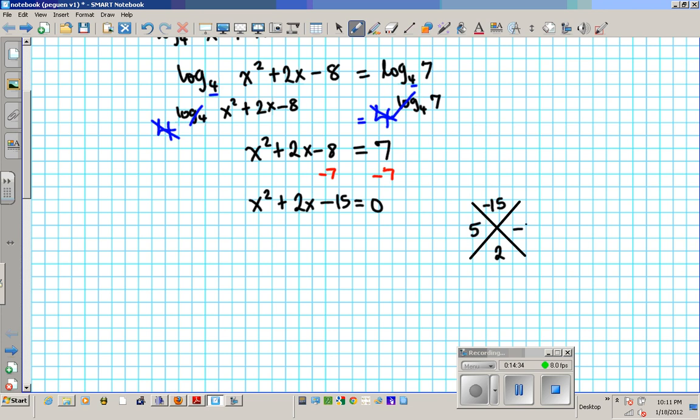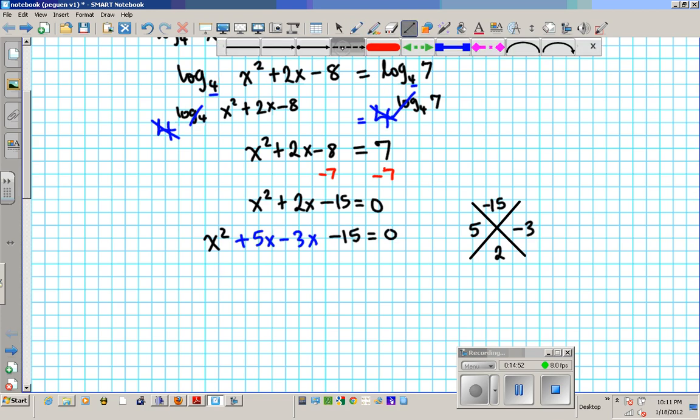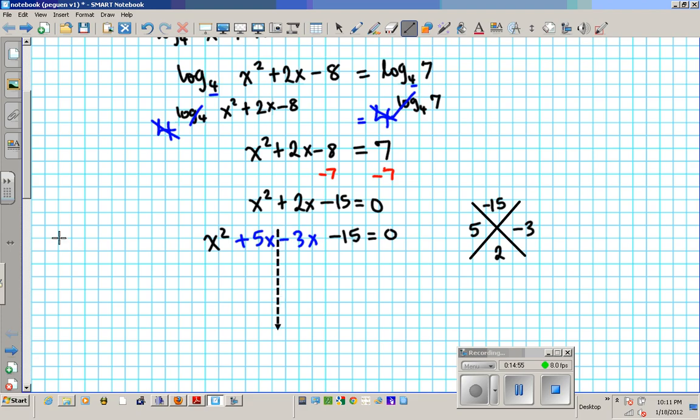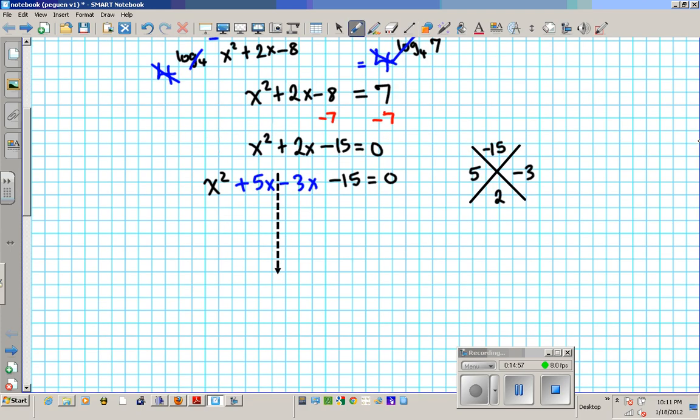5 and -3. Okay? 5 times -3 is that, 5 minus 3 is that. So that goes in the center. x squared plus 5x minus 3x minus 15 equals 0. Break it down the center, and then we're going to factor by grouping, okay? And then we're going to have x times x plus 5 times x minus 3 times x, and then bring down 15. 15 is 3 times 5 equals 0.